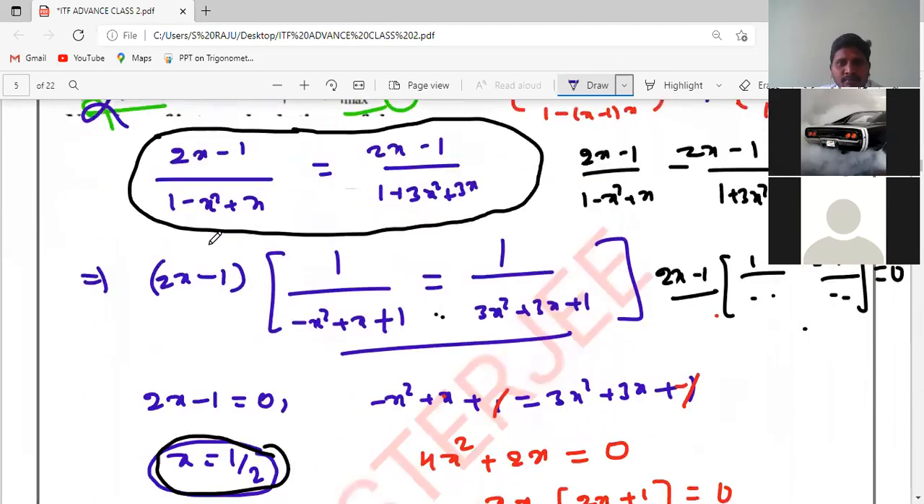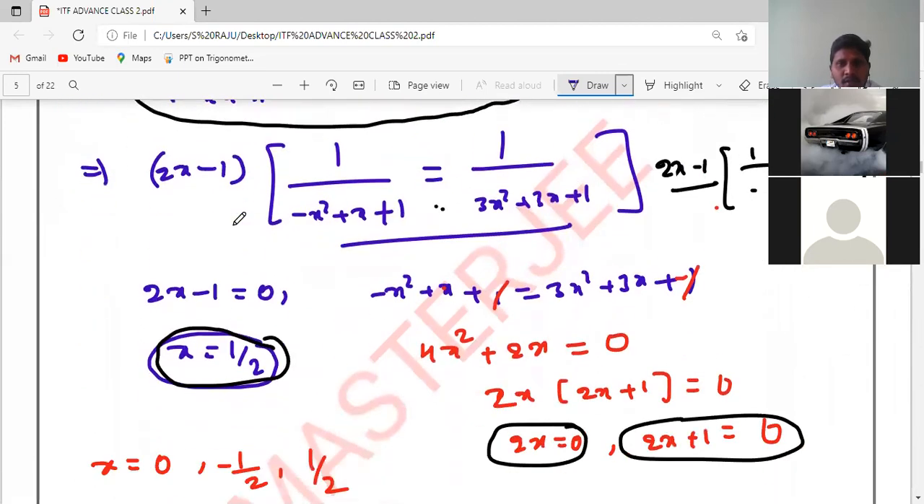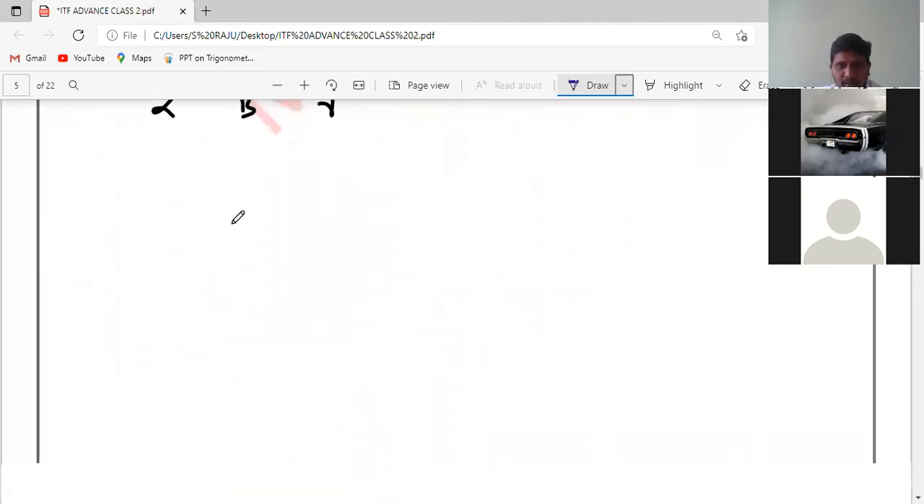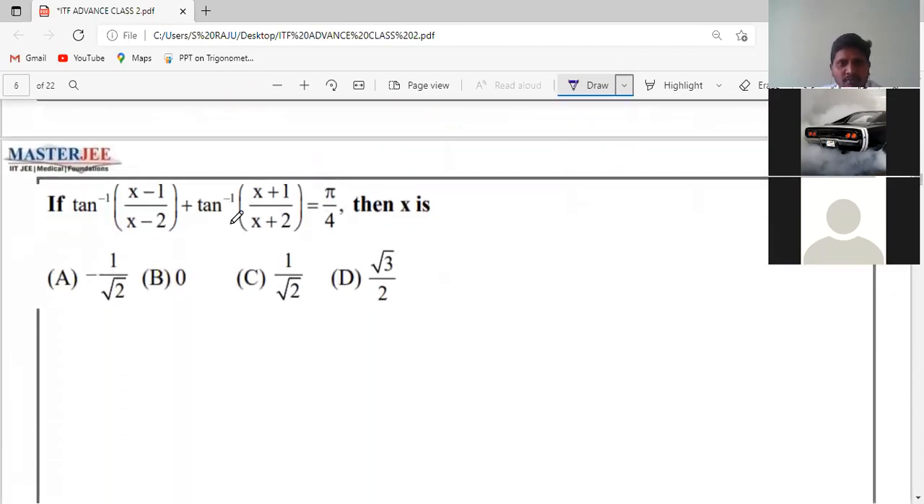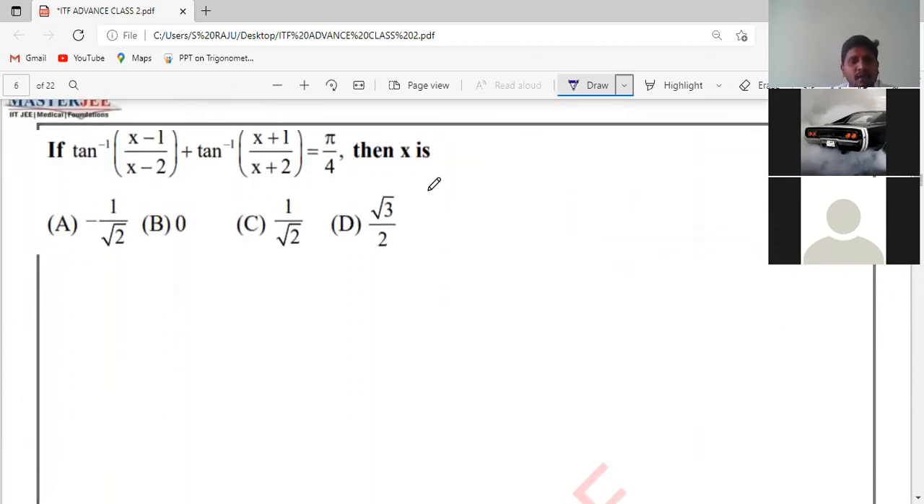Is it clear? Right. Let us go for the next question. See here. Here also, this is a multiple correct answers question. Let us see how to solve.